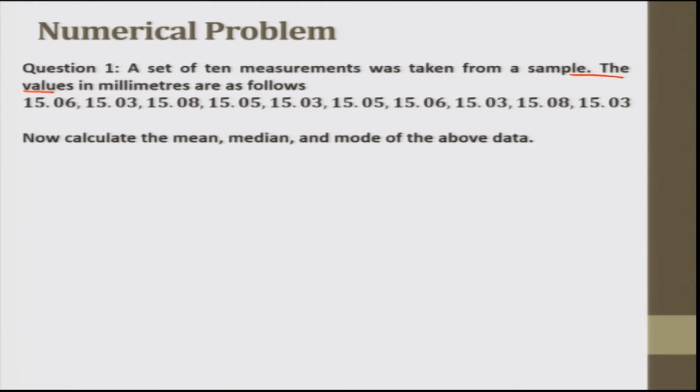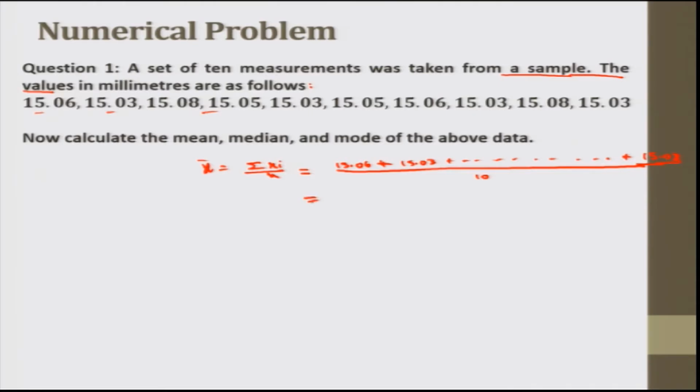Now, I will try to solve an example here for all these values. A set of 10 measurements were taken from a sample. The values in millimeters are as follows. These are the values. To calculate the mean, x bar is equal to summation x upon n. These are 10 values, so I will divide by 10. All these values, 15.06 plus 15.03. This is a very simple thing, you know. I will just put all the 10 values here, divide by 10, and calculate the mean.